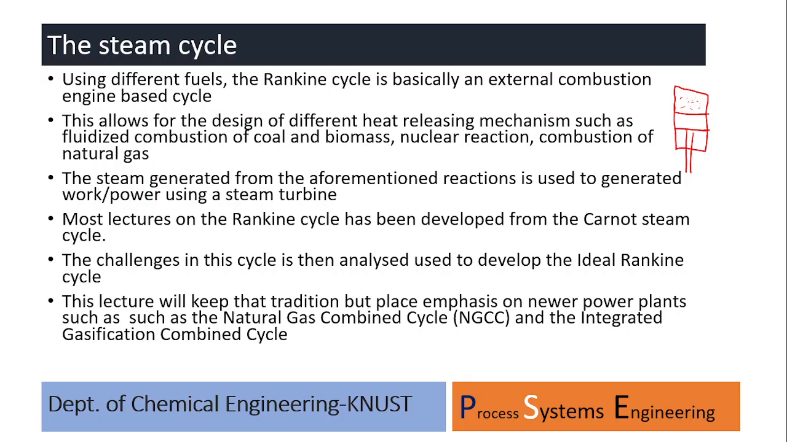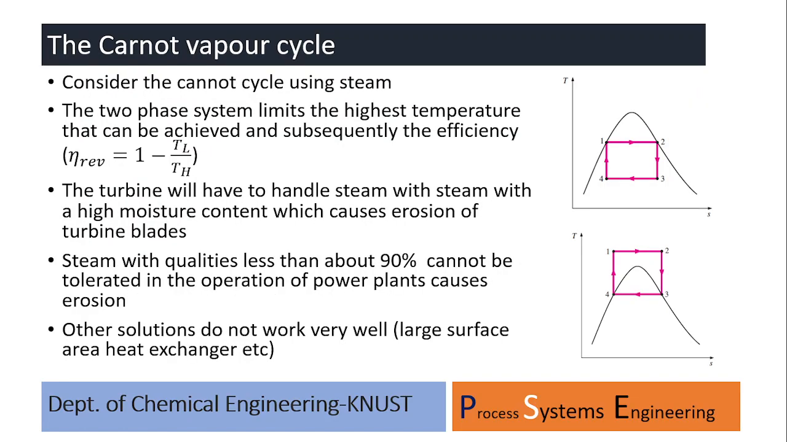Now there are lots of materials on the Rankine cycle that is developed from a Carnot steam cycle. We analyze them and we use them to develop what we call the ideal Rankine cycle. So what we are saying is that we take a Carnot steam cycle, right, and then we use that to develop the ideal Rankine cycle. And we are saying here that this lecture will keep that tradition, so we are going to use that same format. We are going to give a lot of emphasis on newer power plants such as the natural gas combined cycle and the integrated gasification combined cycle. So that will be in the next video that I will do.